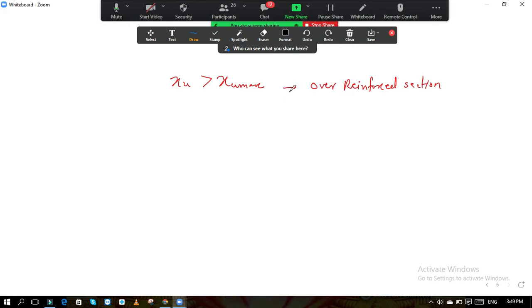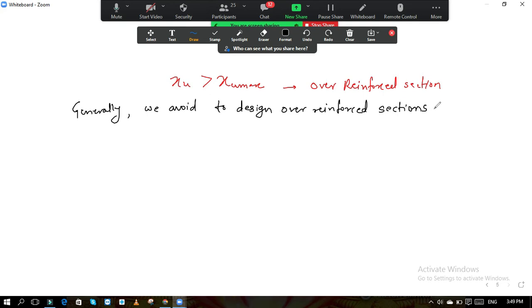Now see carefully what I am writing. Generally we avoid designing over reinforced sections. Generally, we avoid designing over reinforced sections. We cannot design over reinforced sections.